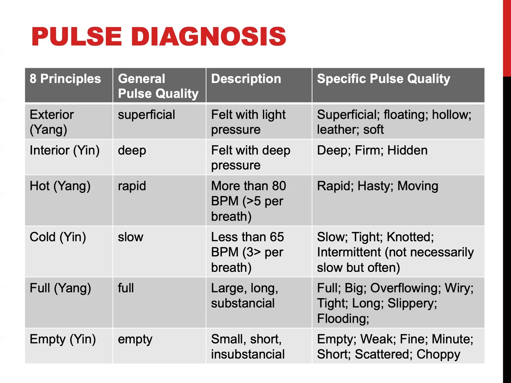For cold or yin syndrome, we usually can palpate a slow pulse, meaning pulse lesser than 65 beats per minute or lesser than 3 per breath. This is a slow, tight, knotted, or intermittent pulse. Not necessarily slow, but often yung intermittent na sinasabi. So, kung walang definite na rhythm, kumbaga, paiba-iba.